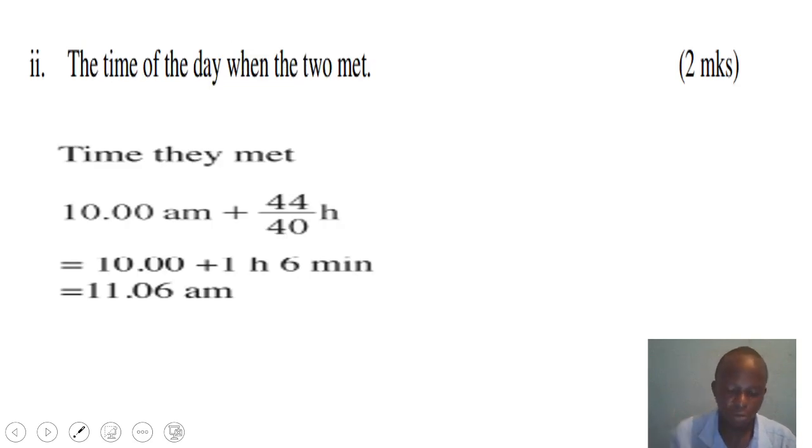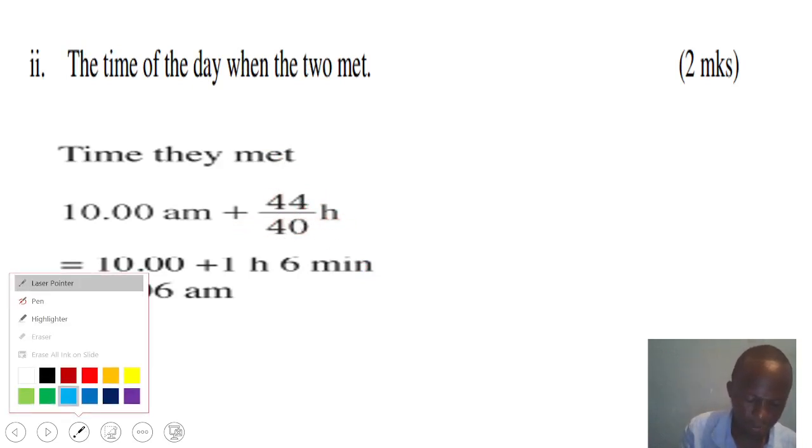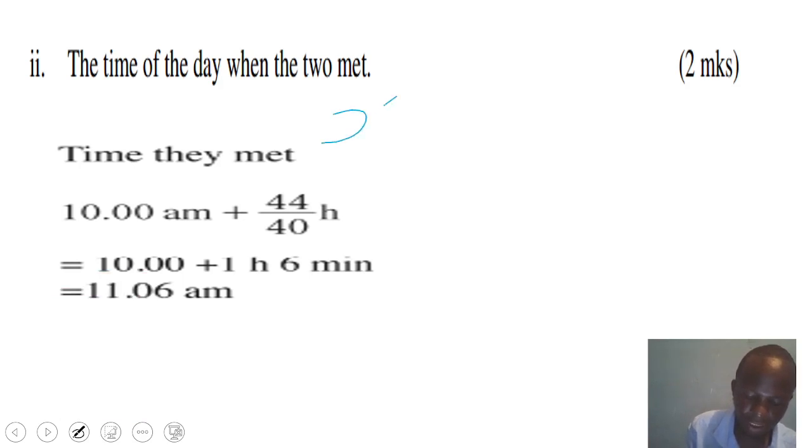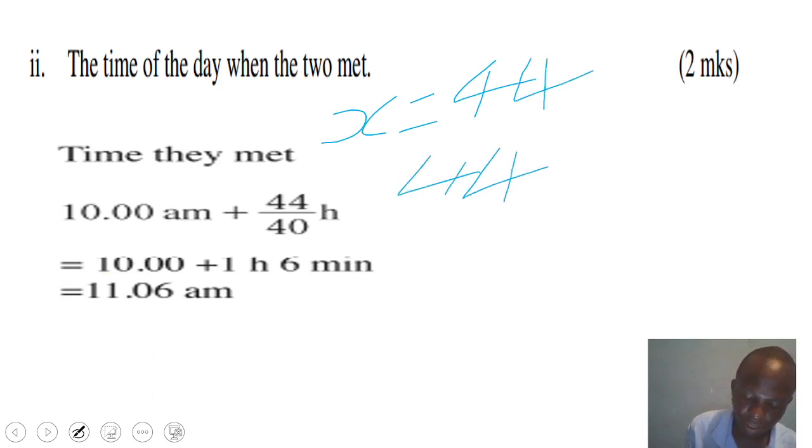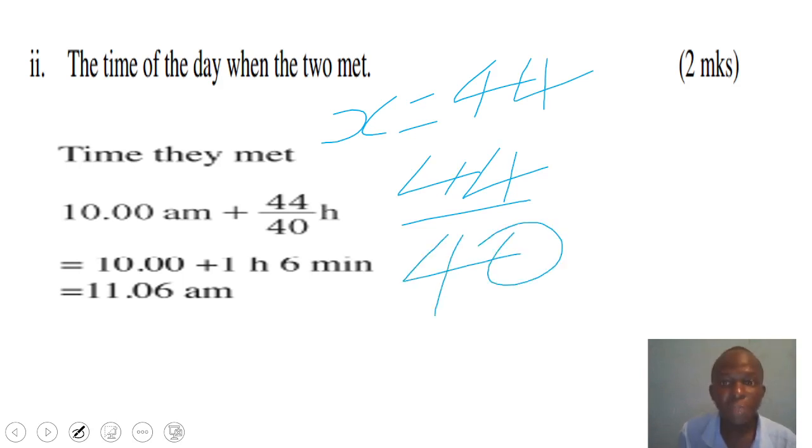Juma used how much time? 44 kilometers divided by 40. Remember, x, the distance, is 44. So the distance traveled by Juma is 44. The speed of Juma is 40. So take that time that Juma took off, plus the time Juma traveled. If the time is 10 a.m. plus 1 hour 6 minutes.